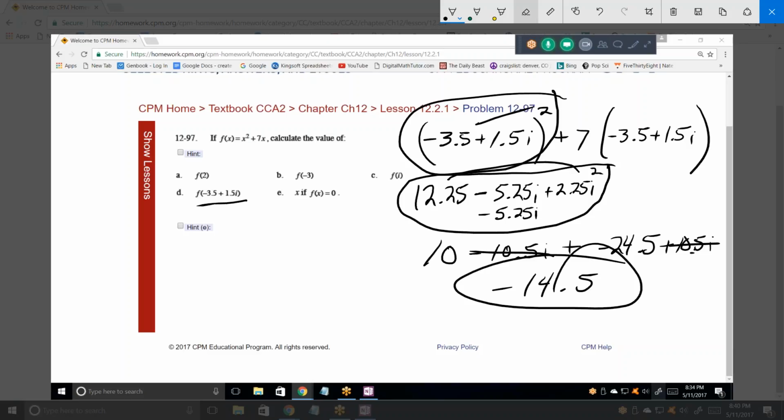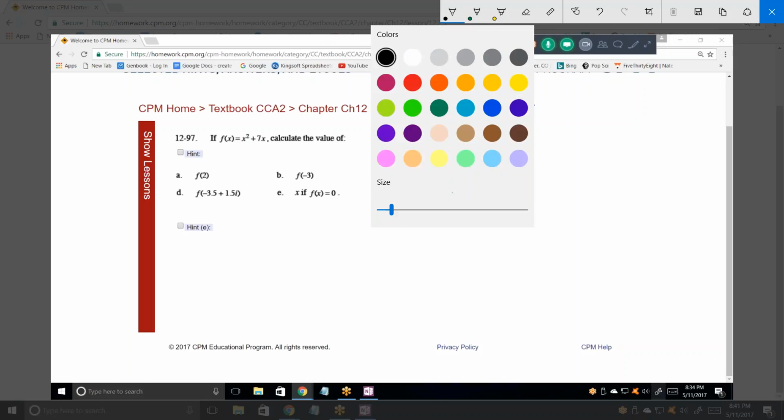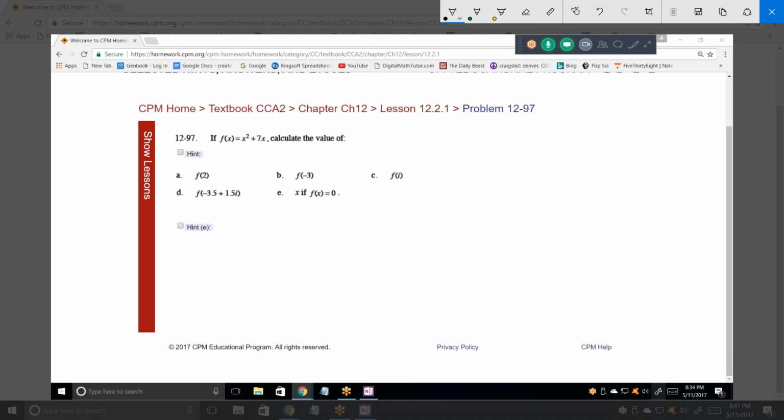All right. Find x if f of x equals 0. Give me the equation I need to write and solve for. 0 equals x squared plus 7x. Now solve that.